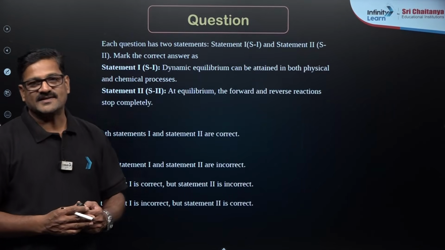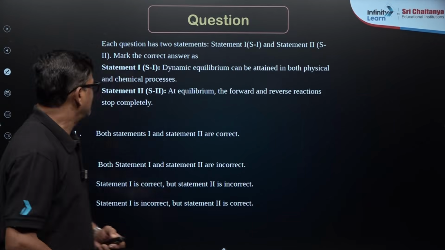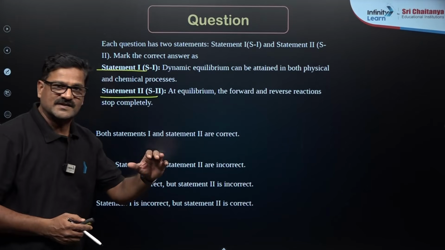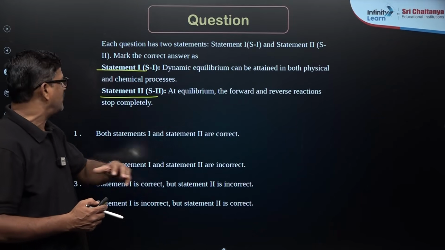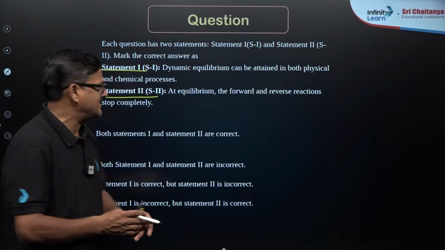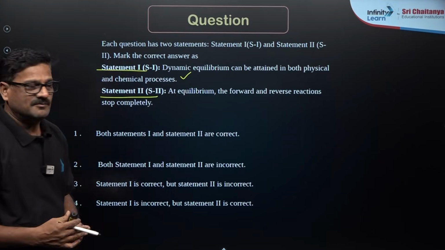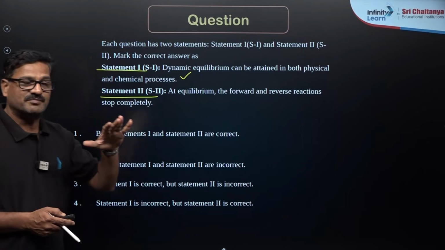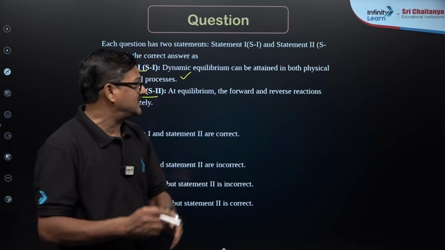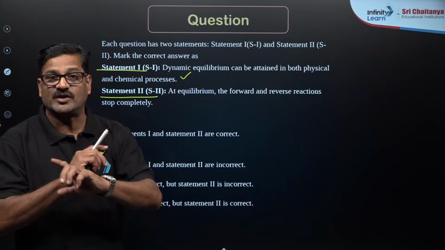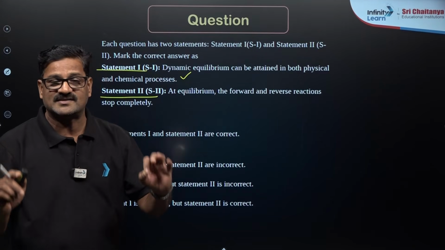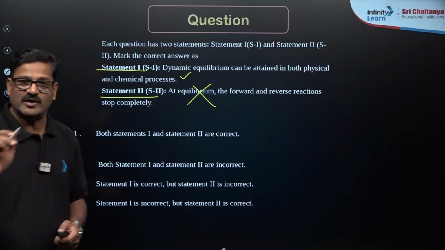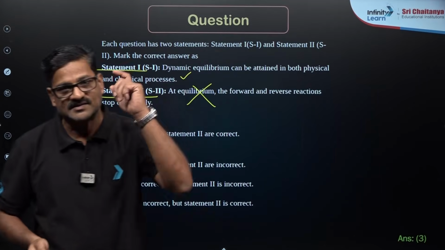Here is one more assertion reasoning type question, children. It is asking about statement 1, S1, and statement 2. Statement 1 says dynamic equilibrium can be attained in both physical and chemical processes. It's a well established fact. But statement 2 says that at equilibrium the forward and reverse reactions stop completely. Equilibrium is always dynamic in nature, so it never stops. It looks as if it has stopped, but this is absolutely wrong. So statement 1 is correct, statement 2 is wrong.